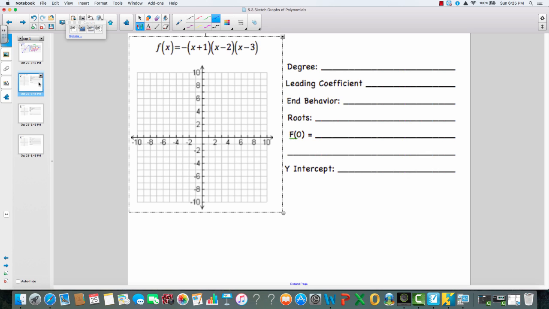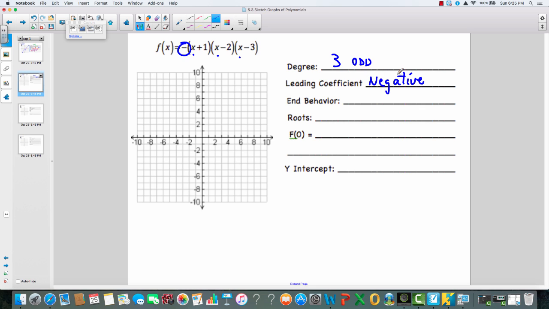This looks crazy. What's the degree? 1, 2, 3. Okay, third degree. It's odd. And the leading coefficient is negative. Let's go look at your notes and ask yourself, what would a negative coefficient of a third degree function look like? Well, that's this way. So let's put that here. Perfect. Okay, what are my roots?